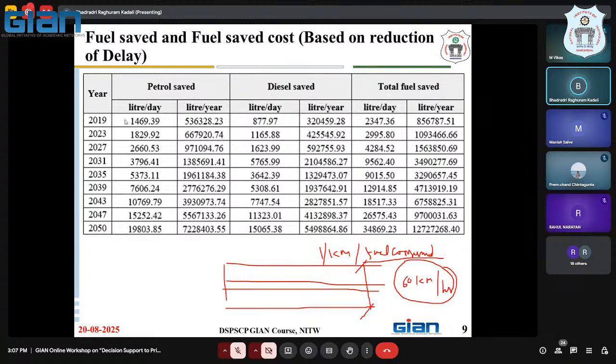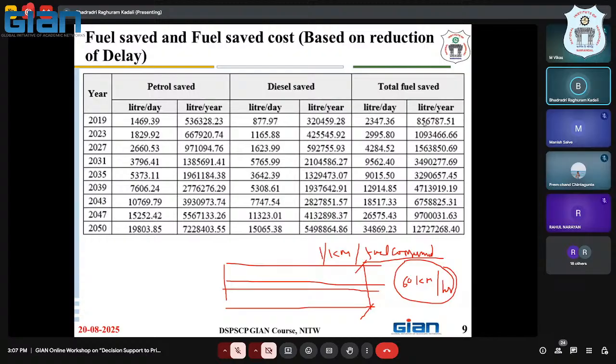Then finally, we have estimated the total fuel saved. Then this estimated fuel saved is multiplied by the cost of the fuel, and then you get the total cost saved per day. Then it is converted for the year by multiplying with 360.